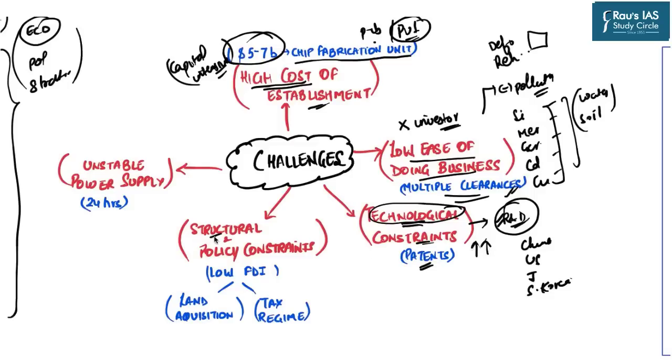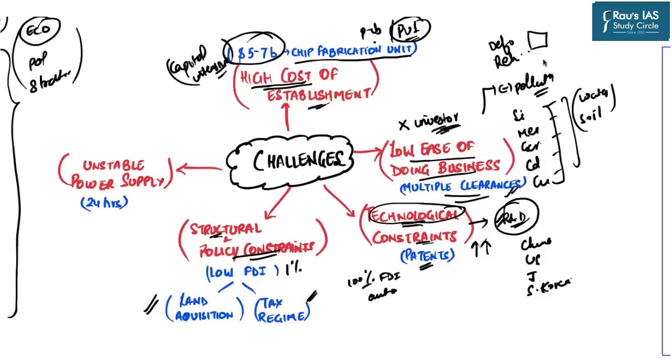Next comes the structural as well as policy constraints. For example, still out of total FDI, only 1% comes in the electronics sector, despite the fact that we have given 100% FDI in this sector under the automatic route. So this is an issue. And why is there a low FDI? Why are we not able to attract foreign investments? The reason is land acquisition challenges, complex tax regimes, etc.